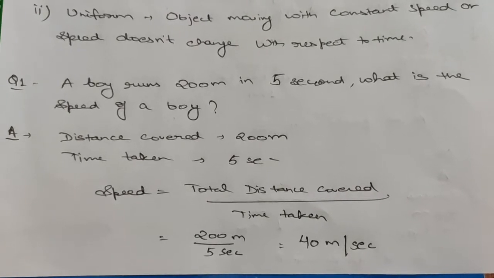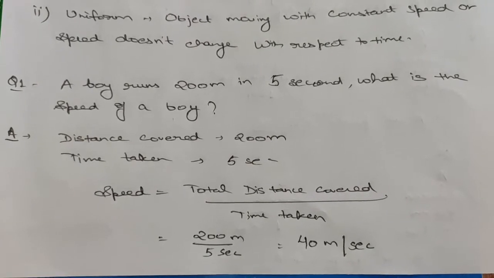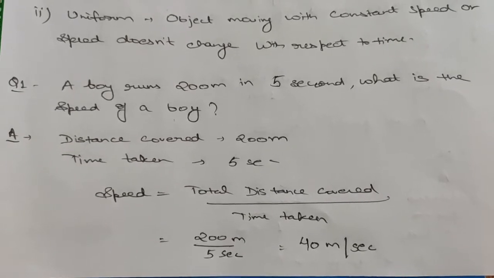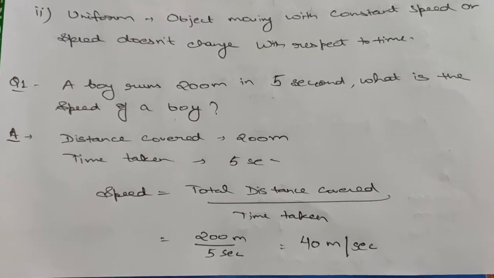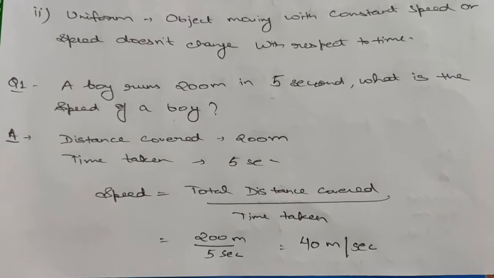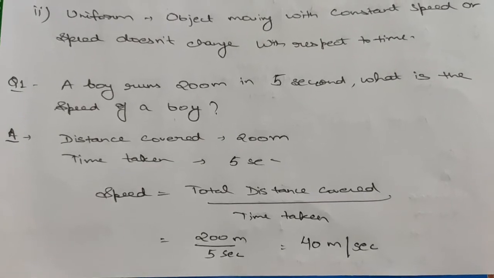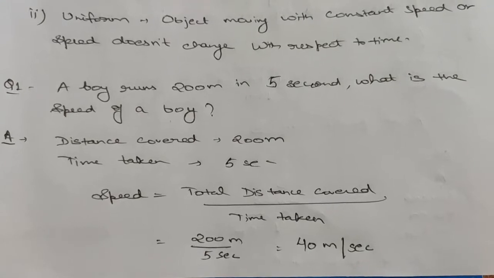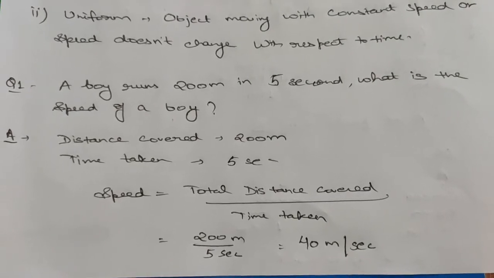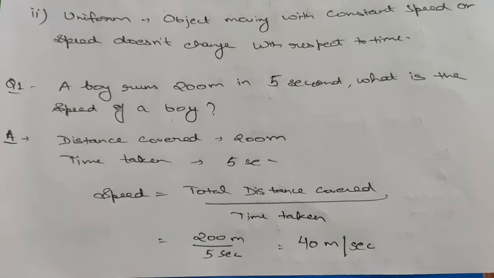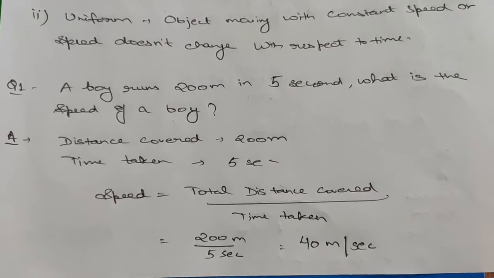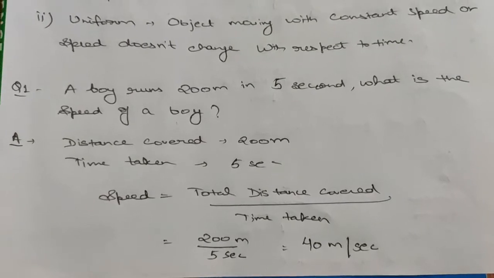Why does the unit come meter per second? Because the distance is given in meter and the time unit has been given in second. So remember, sometimes what do students do? They do not write the unit, they only solve and just write the answer 40. So okay, it will be wrong. You will not get full marks for that. So just remember, you have to write the unit as it has been given in the questions. Clear everyone? Speed is equal to total distance divided by time. 200 divided by 5, it gives 40 meter per second.